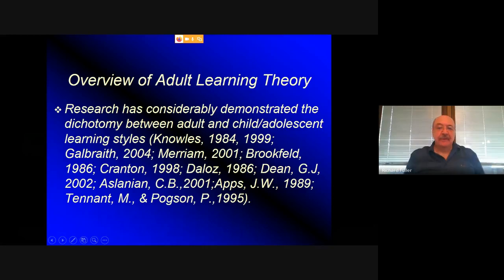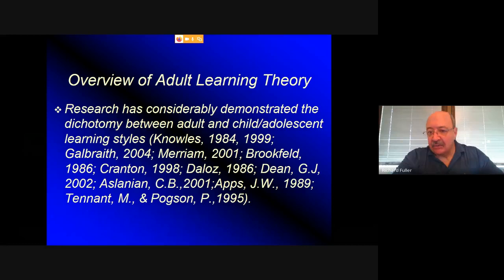So let's take a little bit of an overview of some of the adult learning theory and what the research has said. The research has considerably demonstrated the dichotomy between adult and child adolescent learning styles, that adults are different. I think, as you see the mass amount of research that's been published over the years, and there's even more so these days, there is that dichotomy that exists between the adult and the child. But I think that the greatest difference comes from that life experience. Kids don't have the life experience to build upon that adults do. So we need to utilize that. We need to understand those differences.